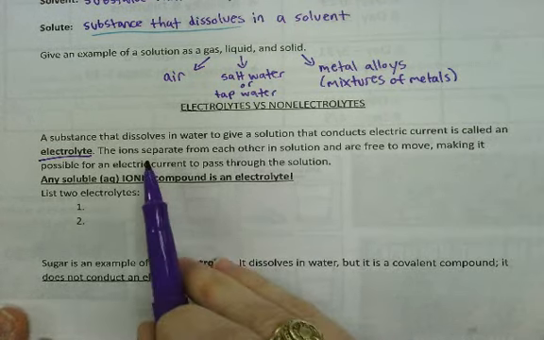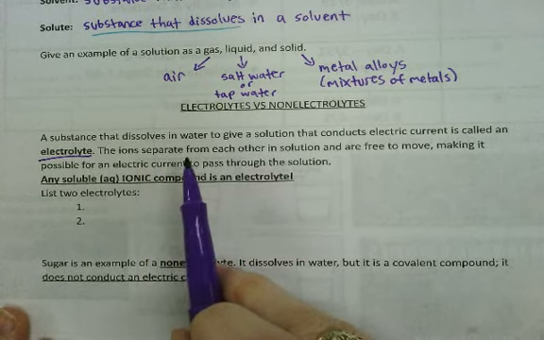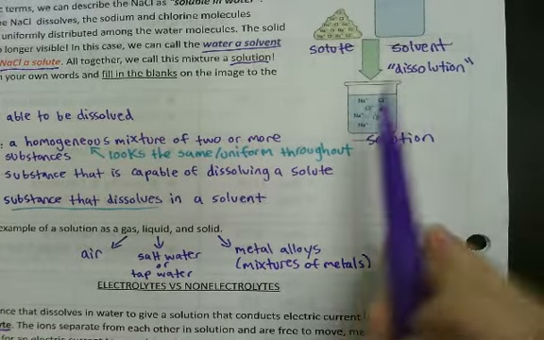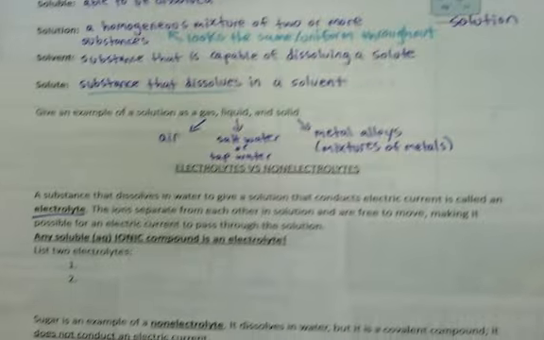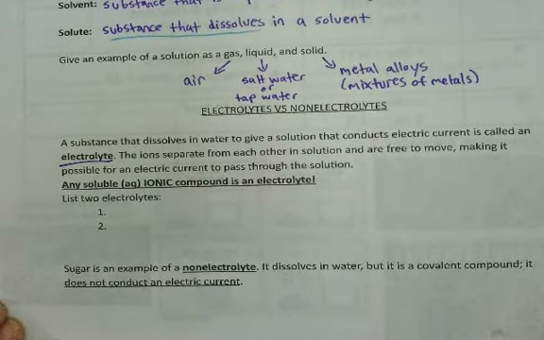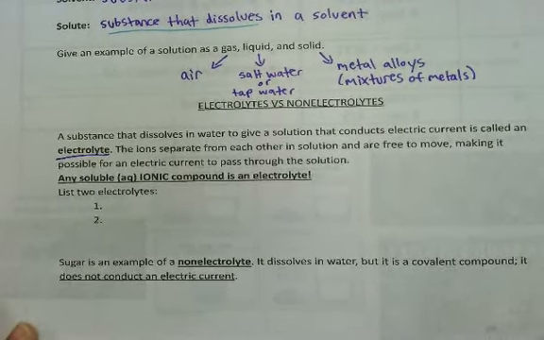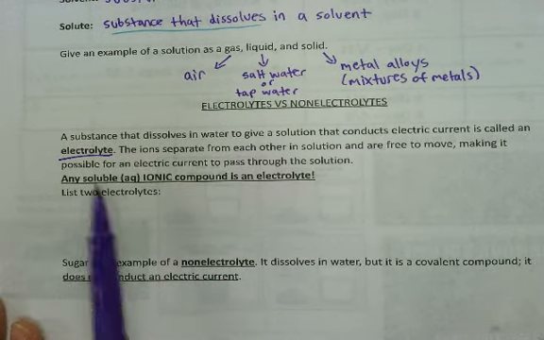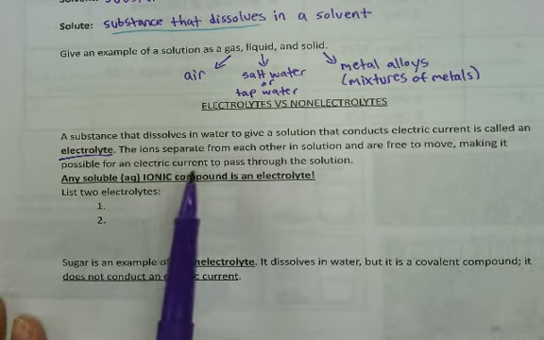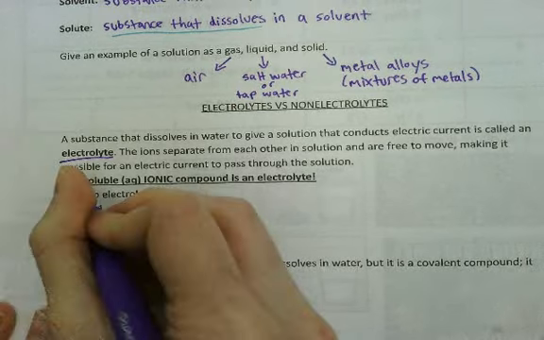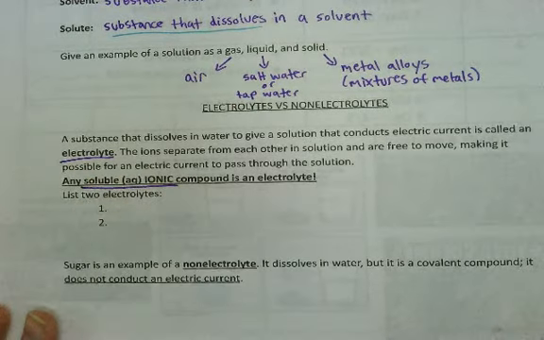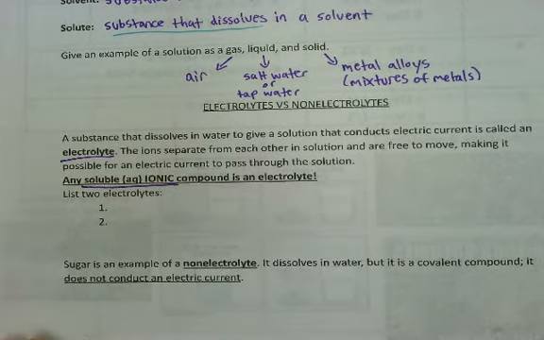So what's going to happen is when we have this substance dissolve in water, the ions are going to separate out, much like our salt did up here in our solution of salt water. And when those ions separate from each other, they are now free to move about the solution, making it possible for that solution to conduct an electric current. So we can conduct electricity through these solutions. Any soluble ionic compound is an electrolyte.